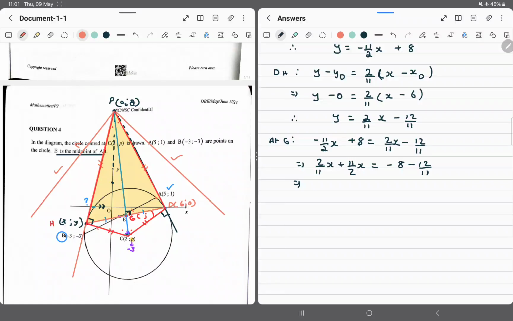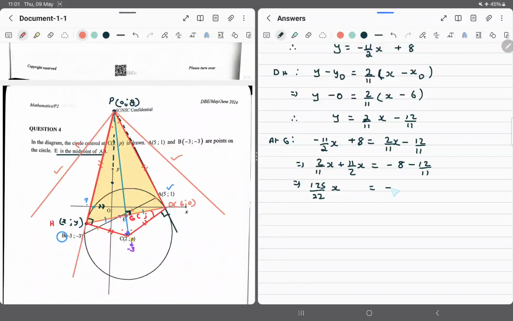Simplify. Unfortunately, there's so much room for error at this point. This is 125/22 x is equal to minus 8 minus 12/11.